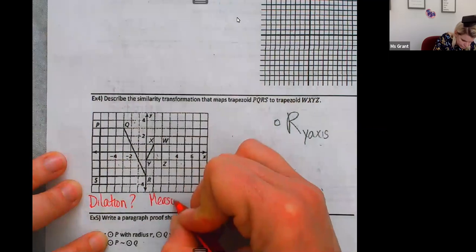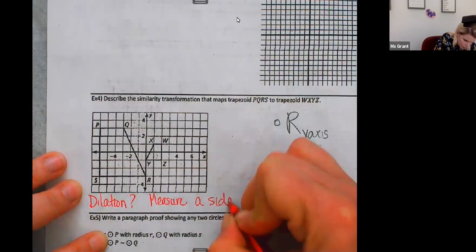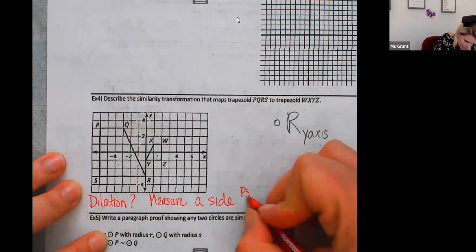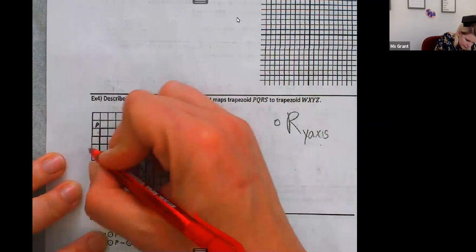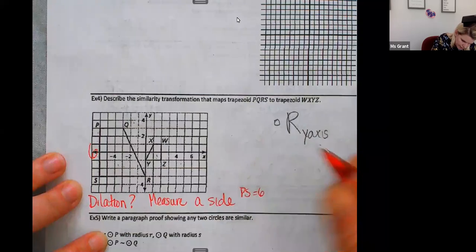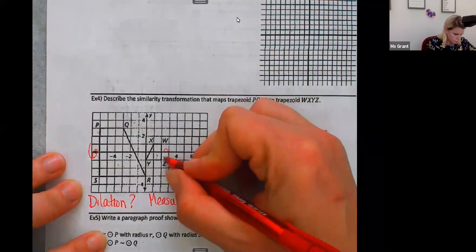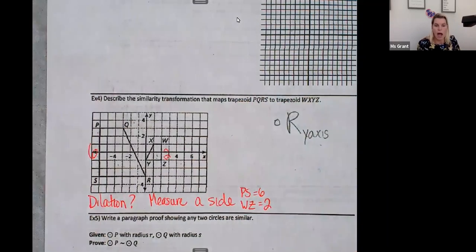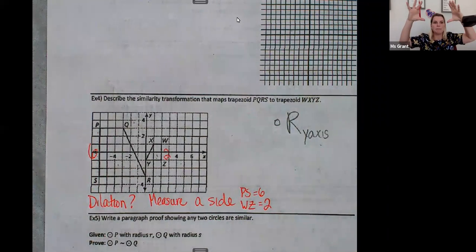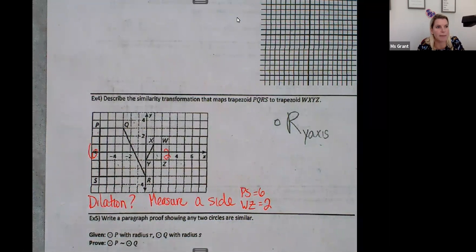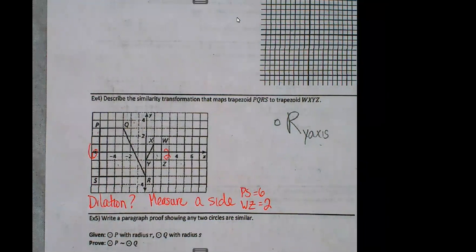Measure a side. Well, PS. So PS is 1, 2, 3, 4, 5, 6. And then WZ is 2. So I went from 6 to 2, from big to small. Am I tripling it, or am I cutting it into 1/3? When I go from a large trapezoid to a small trapezoid, am I multiplying by 3 or by 1/3? Big to small. 1/3.